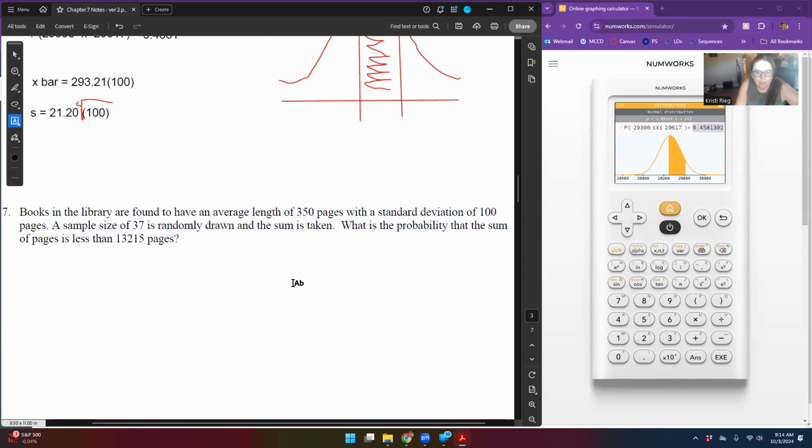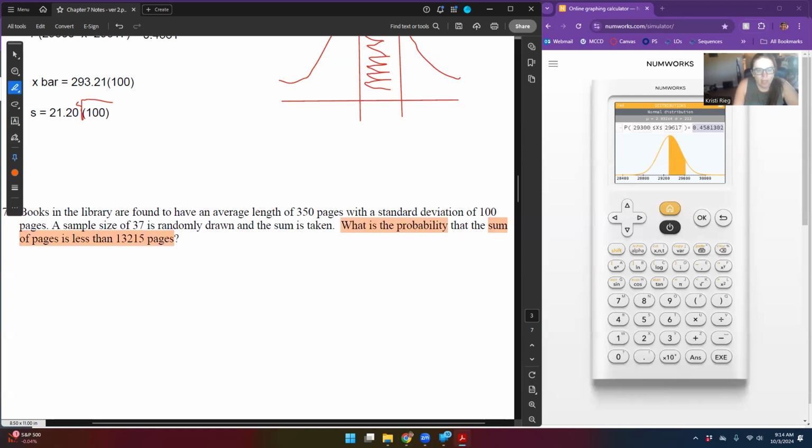Okay. Last one for today. Question 1. Central limit theorem for means, or central limit theorem for sums. So when the question says what is the probability, it's telling us we're looking for the sum is less than 13,215 pages. It says the word sum, but also 13,215 is a ridiculously large number, so that's another clue that it's sums. But the best clue is that it says the word sum.